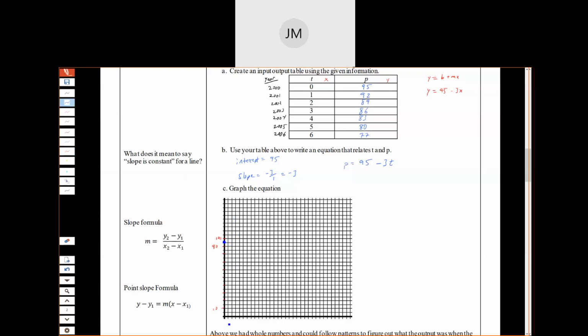And I'm just going to make these each 1. And I'll just pick another value that I have on my table that is a whole multiple of 5. So just use 5, 80. So there's my graph.